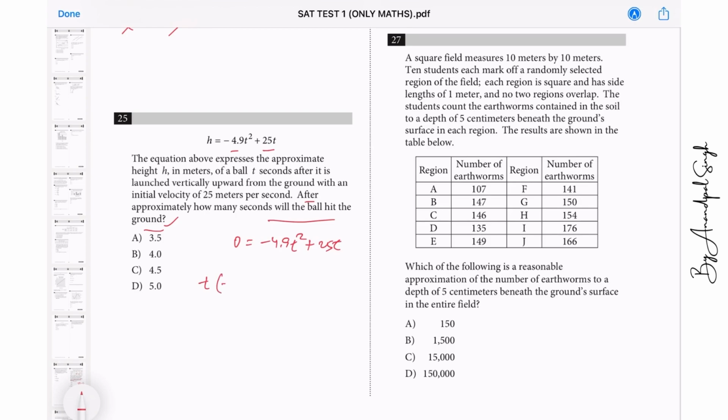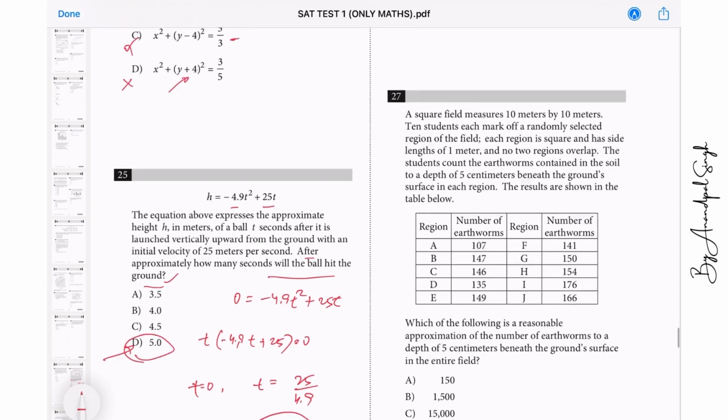You get t times (minus 4.9t plus 25) equal to 0. So either t equals 0, that is the starting point, or t equals 25 by 4.9. That will be approximately 5. So 5 is the answer because there is no option as 0.